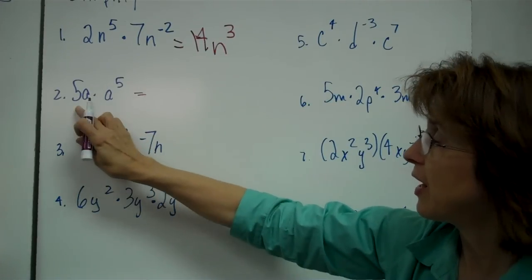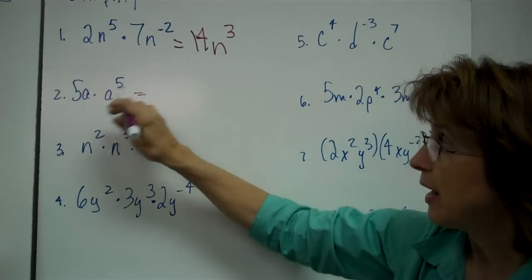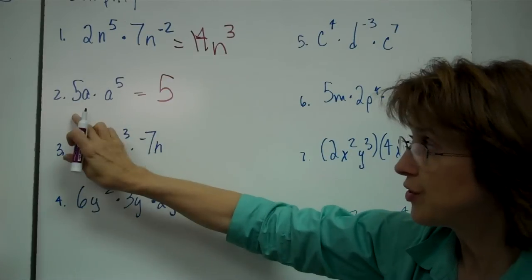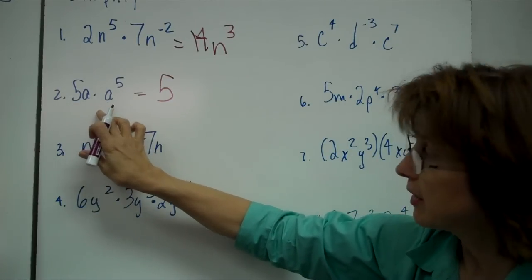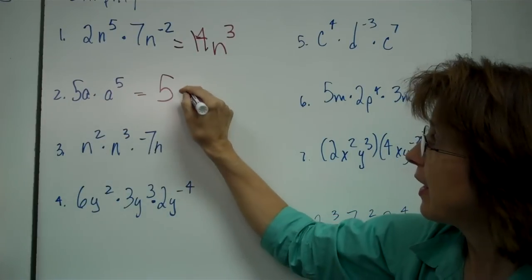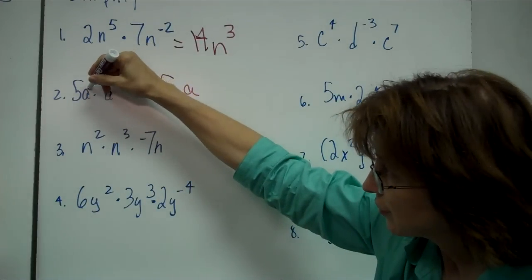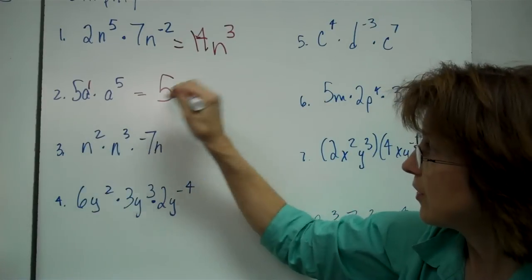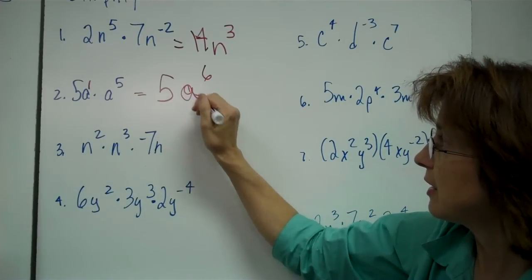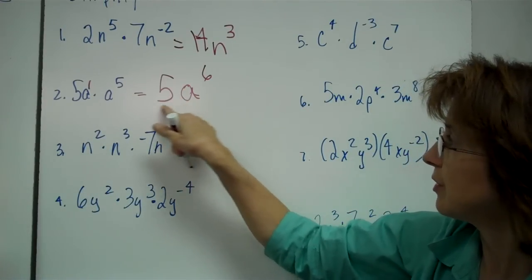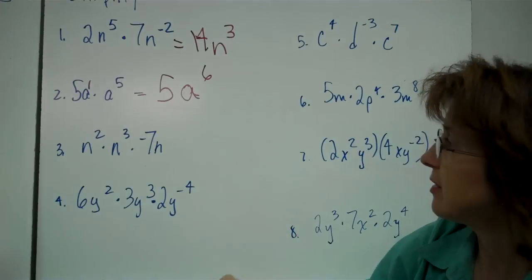Here we have 5 times, they're all being multiplied. I got my 5, but it's just an x, it's a coefficient, so there's no other coefficient to multiply by except 1, which would make it 5. Then I have a. Remember, this a really has a first power, so 1 plus 5 is 6. 5 times a to the 6th.